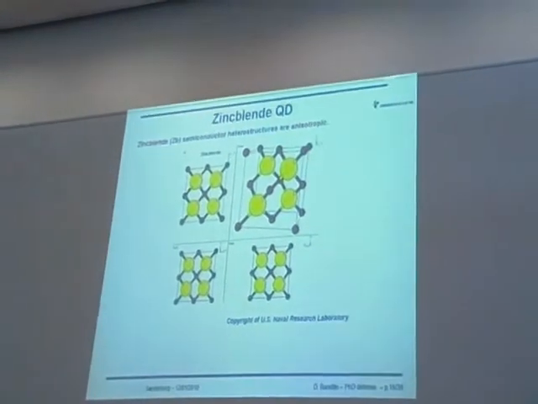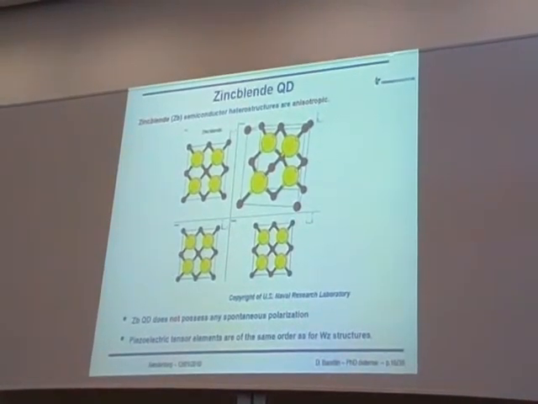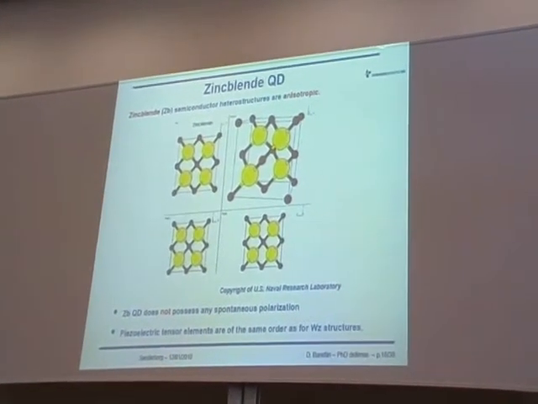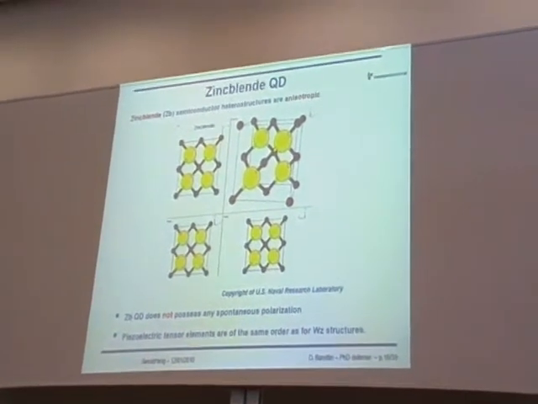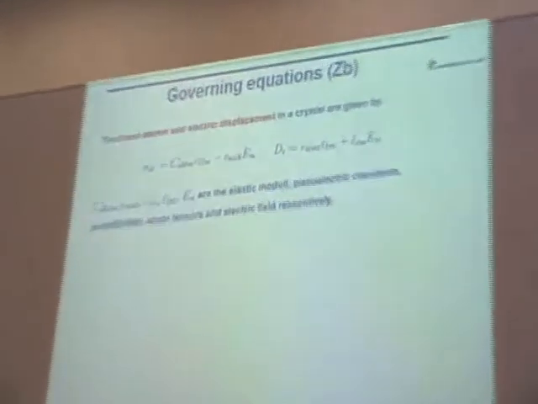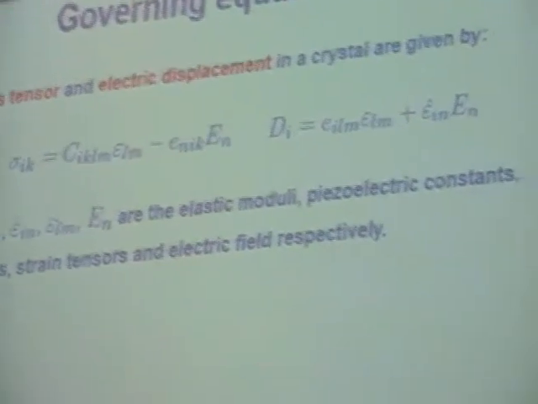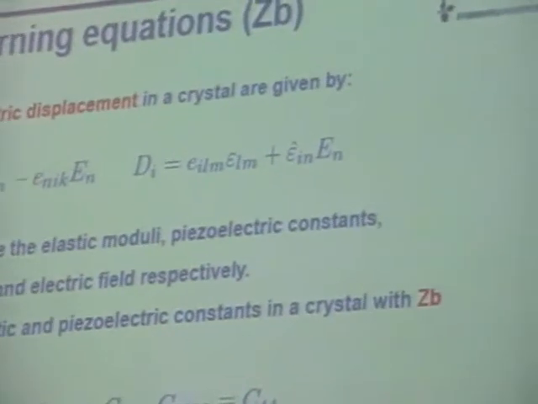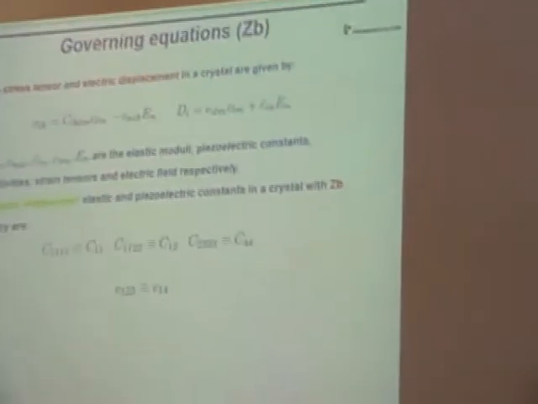Another difference is that in this case we don't have any spontaneous polarization, but still we have the piezoelectric effect, with piezoelectric constants of about the same order as they were in the wurtzite structure. The constitutive relationships are exactly the same as for wurtzite, only that we don't have the spontaneous polarization, obviously. And if you look at the linearly independent constants, we have fewer independent constants than before for wurtzite. So at first sight, the governing equation for this structure looks simpler than the one for wurtzite.